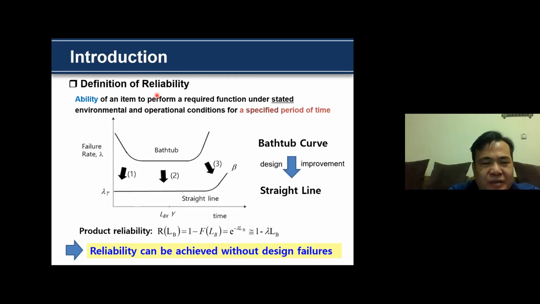This is the definition of reliability: the ability of an item to perform the required function under stated environment and operating conditions for a specified period of time. Therefore, product reliability can be described in terms of the bathtub curve. But if your product follows the bathtub curve, it will be rejected from the marketplace because of the high initial failure rate, higher failure rate, and short lifetime. So companies improve the product design, and the curve changes toward a straight line. Finally, we can recognize that product reliability can be achieved without design failure.